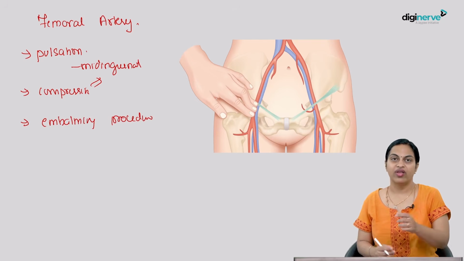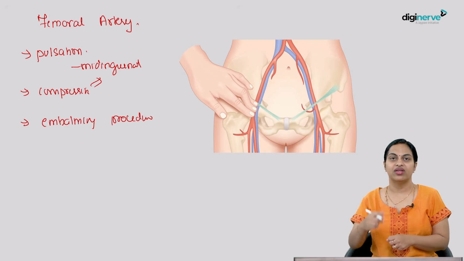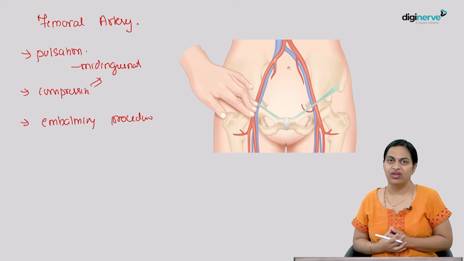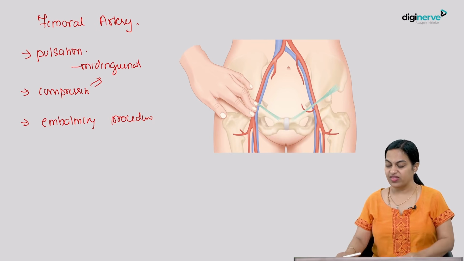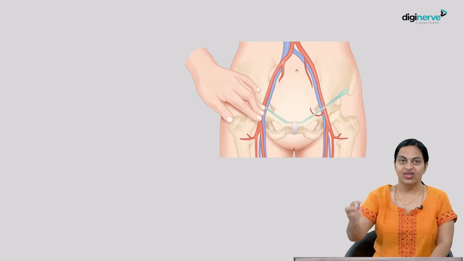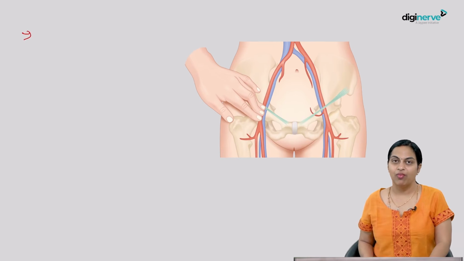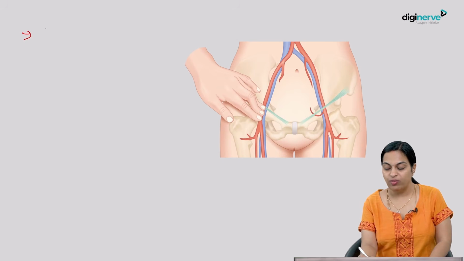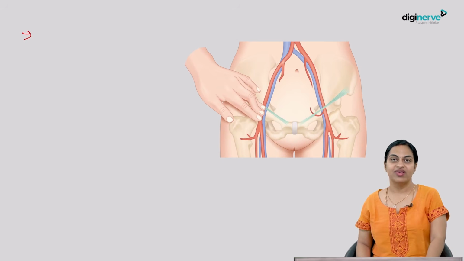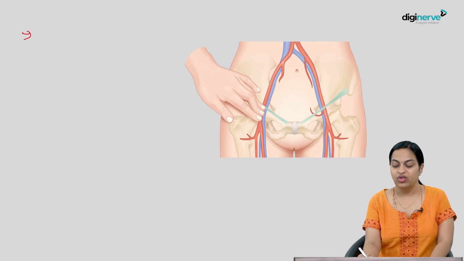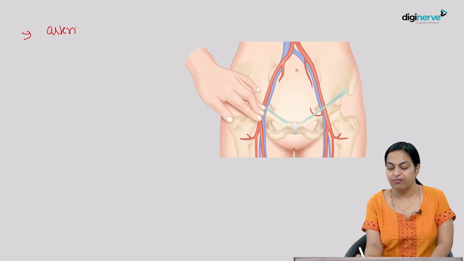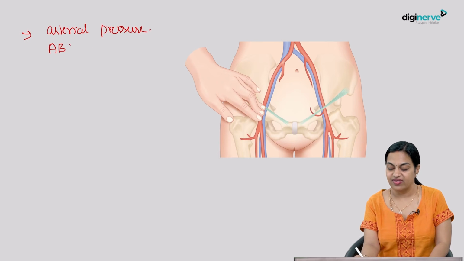So most of you in your cadaver must have seen a thread tied around the femoral artery or vein, right? For embalming procedures. Apart from that, yes, this femoral artery can also be preferred for catheterization procedures, to measure arterial pressure, to collect blood for arterial blood gas analysis.